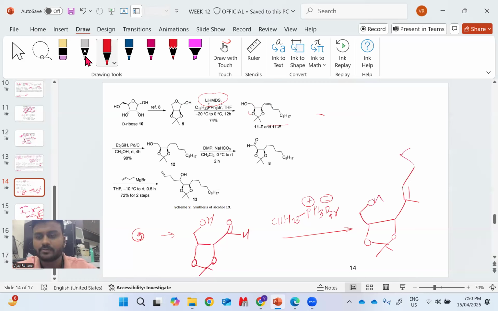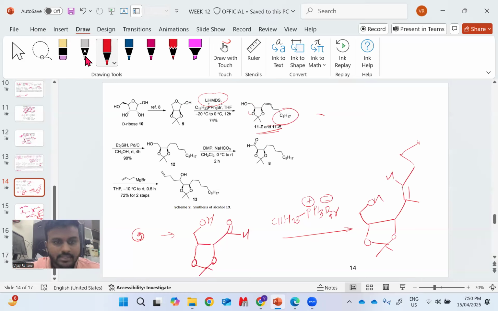which is the product forming. This is the entire chain C11, whatever it is, right? That's the entire chain remaining here. And particularly here, E and Z both isomers are formed. So the stereochemistry here, both E and Z, is formed.